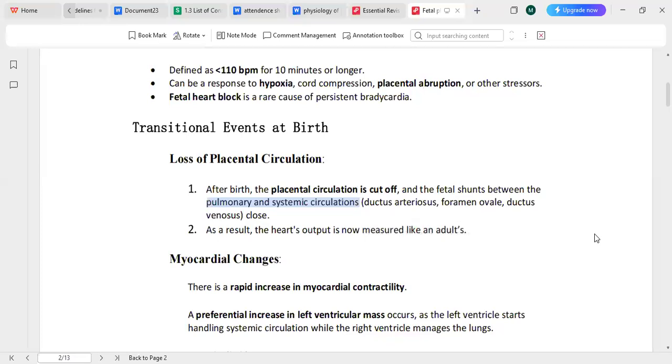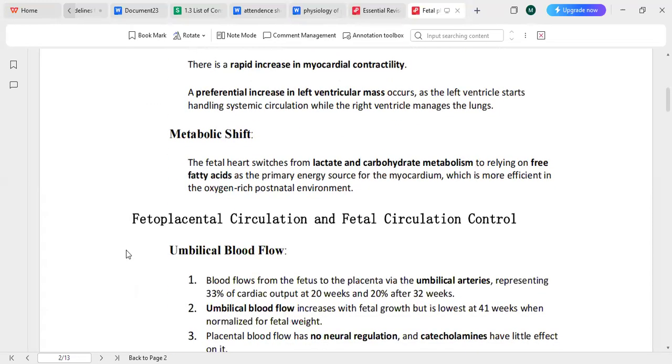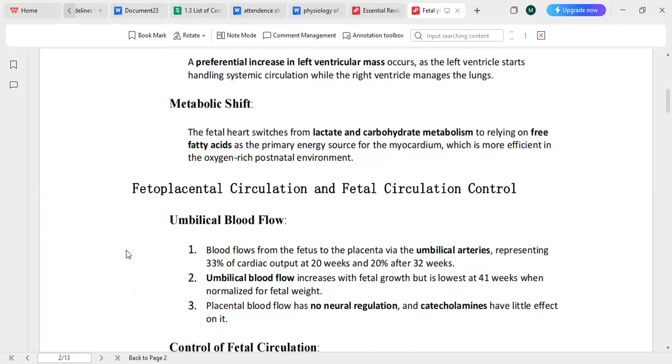So, which shunts are closed? Ductus arteriosus, foramen ovale, and ductus venosus. They close, and now there is a separate pulmonary circulation and a separate systemic circulation. The heart's output is now measured like an adult. And what are the myocardial changes? There is a rapid increase in contractility and the left ventricular mass is also increased, because the left ventricle starts handling systemic circulation while the right ventricle manages the lungs, just like an adult.